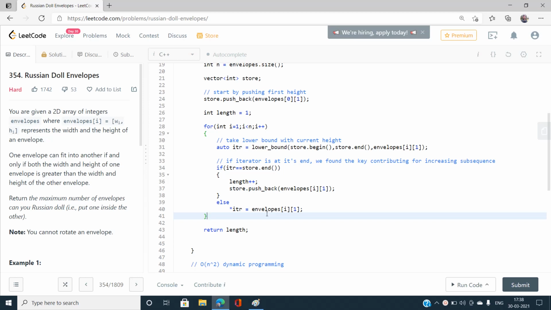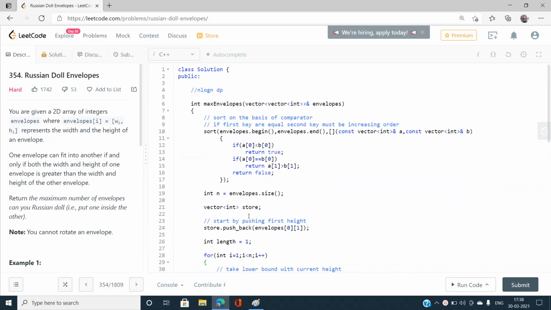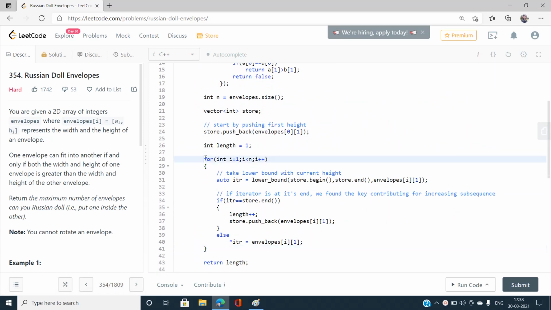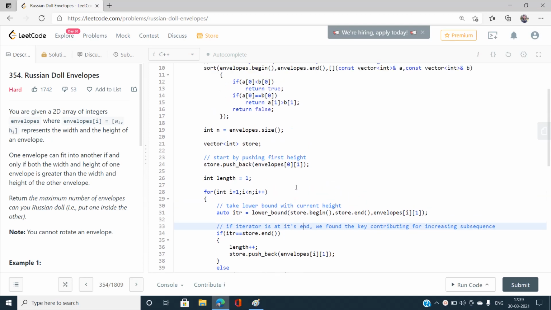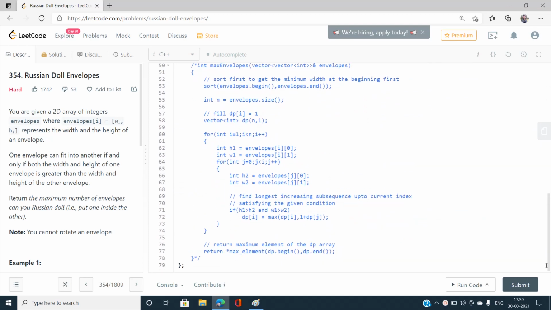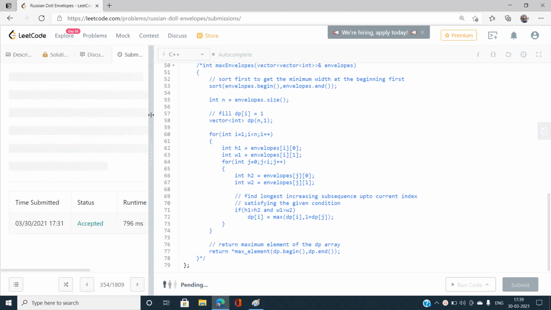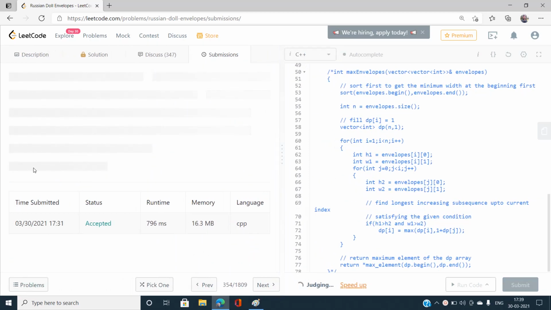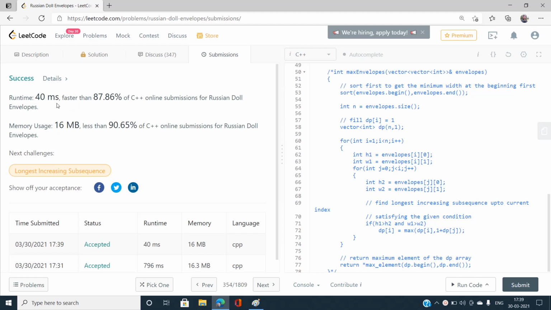Finally return the length, and this is nothing but an O of N log N solution, because I iterate from 1 to n, and I have the lower bound function, the inbuilt C++ binary search function, which takes log n time. So basically I have an N log N solution. So let's submit this code now. I think this should work fine. Yes, runtime 40, faster than 87.8.